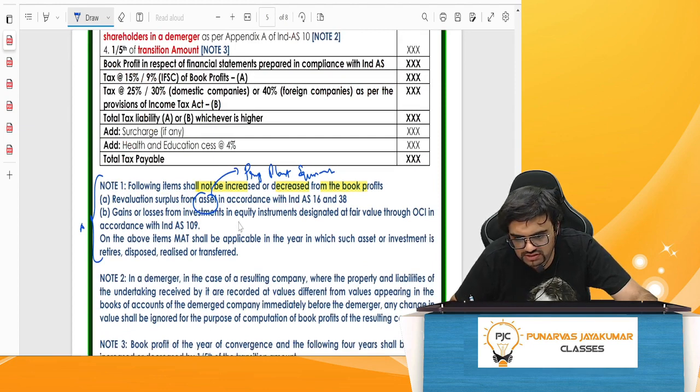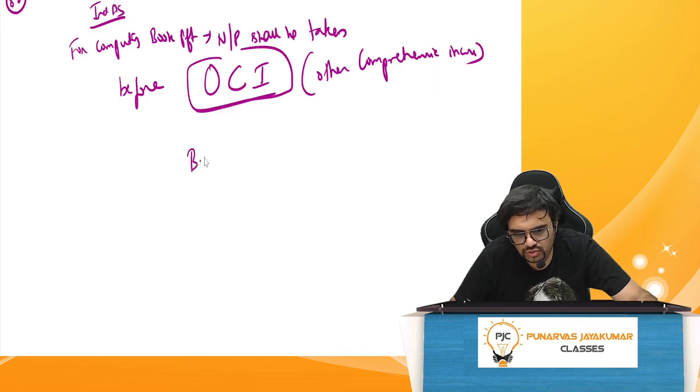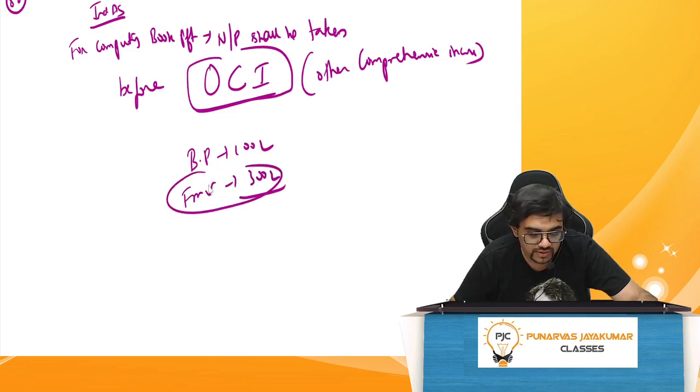Second part is intangibles under Ind AS 109. So equity instruments, intangibles plus property, plant, equipment. So basically, if the book profit is 100 lakh, the fair market value is 300 lakh. As per Ind AS, you should record it at fair market value, right? So basically, this 200 lakh will be called other comprehensive income.